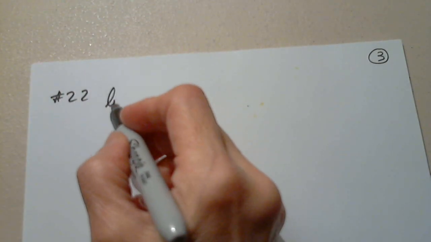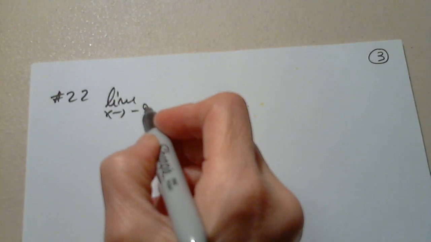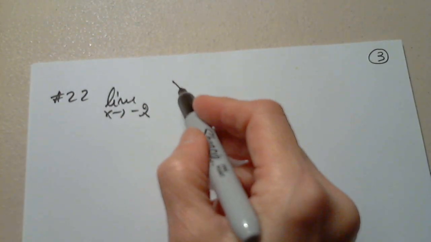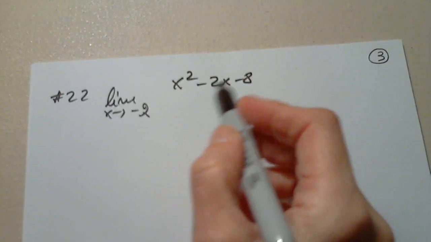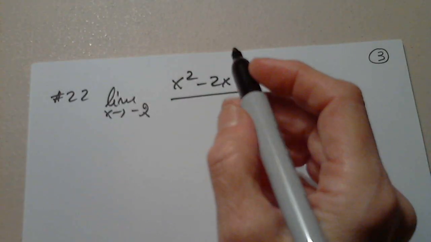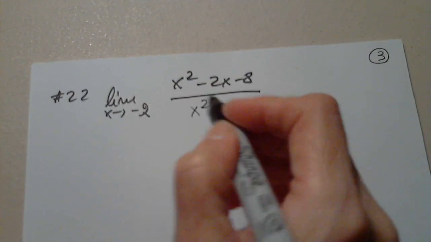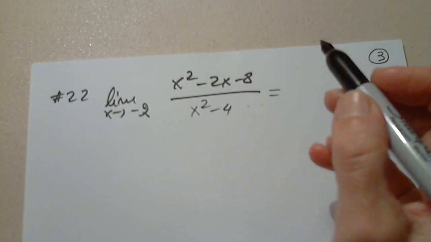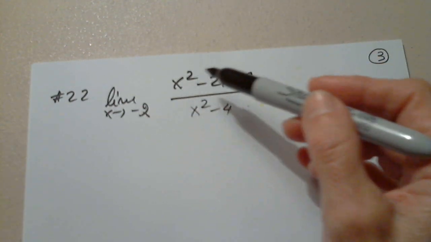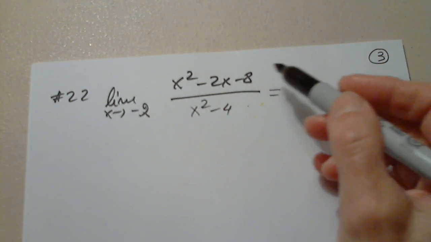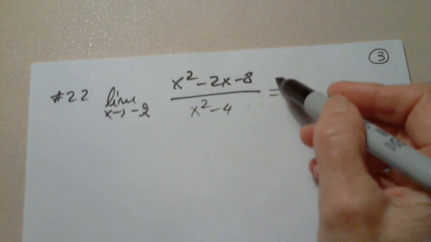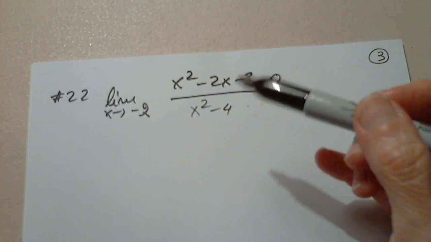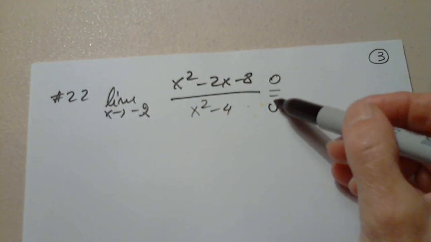Okay, well, in 22, we have the limit as x approaches -2 of x squared minus 2x minus 8, everything divided by x squared minus 4. There is nothing I have to do right now. I can immediately plug it in. So the top is 4 plus 4 minus 8, which is 0, and the bottom is 4 minus 4, which is 0. There is hope.